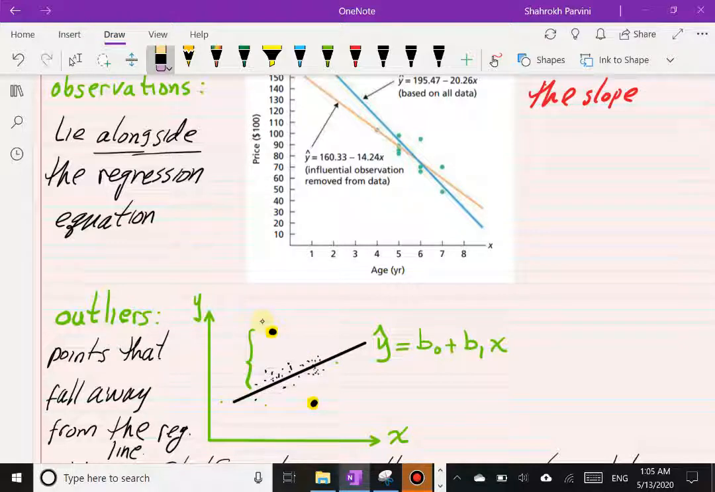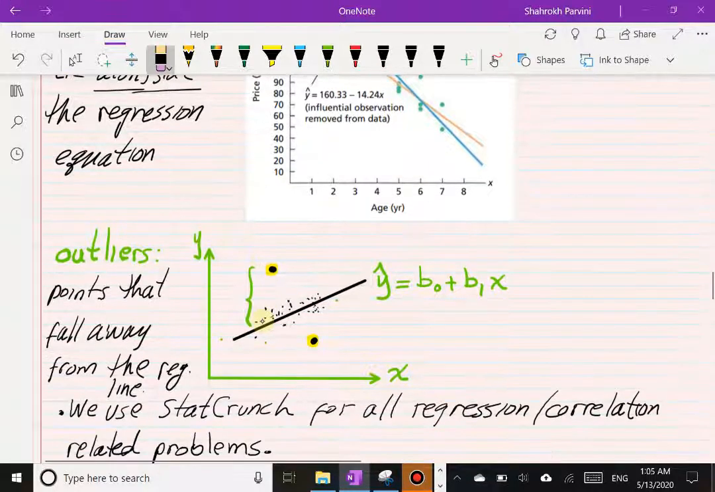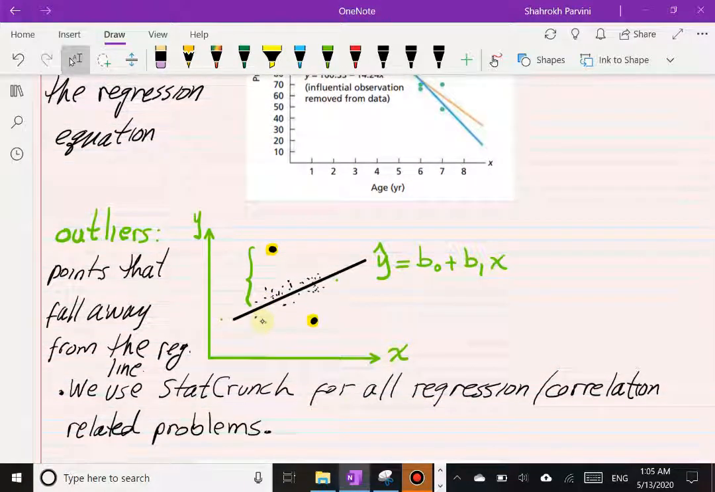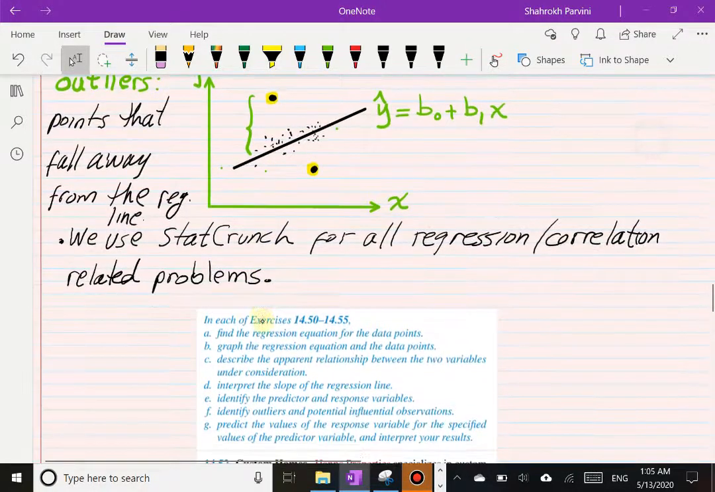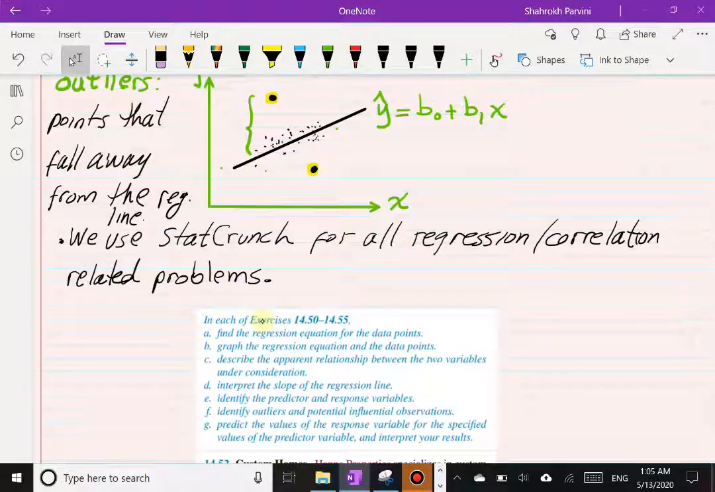The next idea is actually working an example. We're going to use StatCrunch for regression and correlation. Here's an exercise, and I think I've talked about almost all of these items, A through G. Well, G is a prediction. In part G, we're making a prediction. So we'll see how that line is used, what it's good for. Let's go through parts A through G.